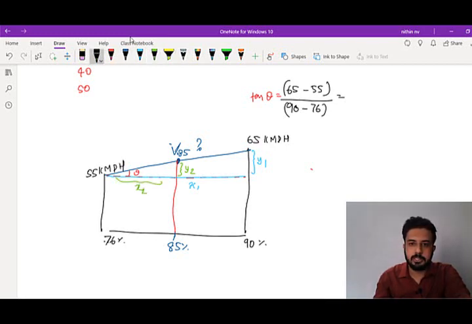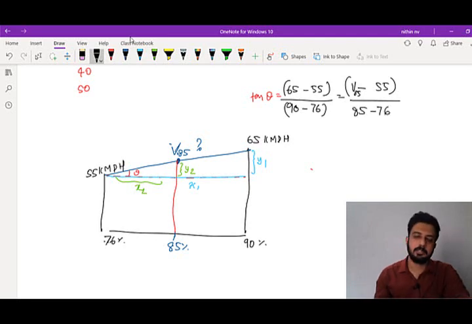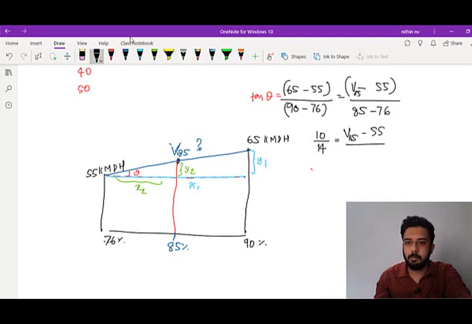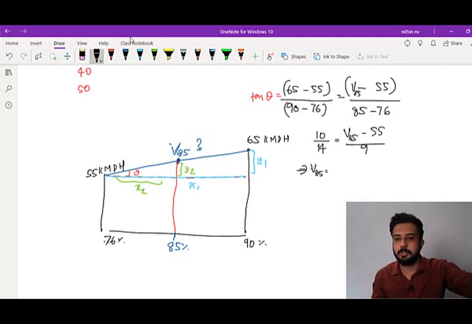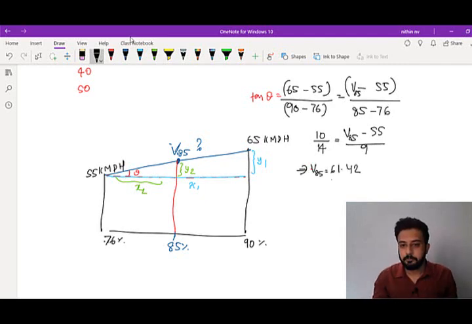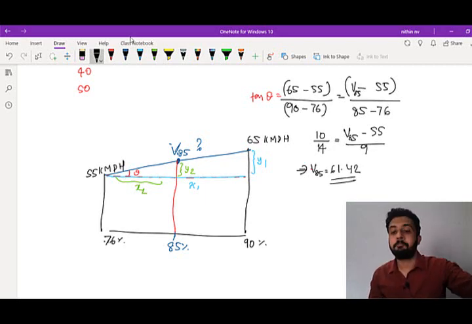So what will it be? y2 is the unknown value of V85 minus 55, divided by x2, which is 85 minus 76. Calculating, 65 minus 55 is 10, divided by 14, is equal to the unknown value corresponding to the 85th percentile minus 55, divided by 9, right? If you calculate V85, you get 61.42 kilometers per hour.